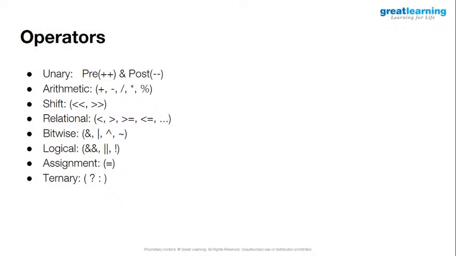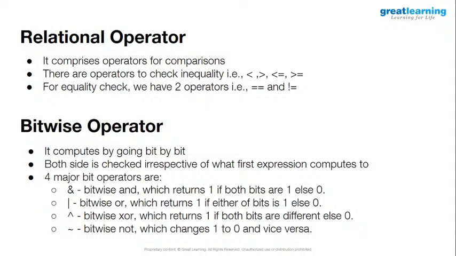Okay, it's very easy, there's nothing new to these relational operators. Then we have bitwise. These operators work on bits. I have also given a slide for this. Now relational operators, there are two new operators, that is double equal to and not equal to. That's for equality check in relational operators.